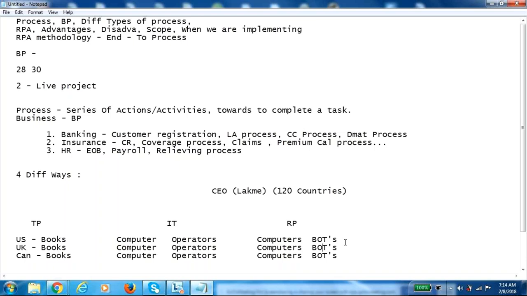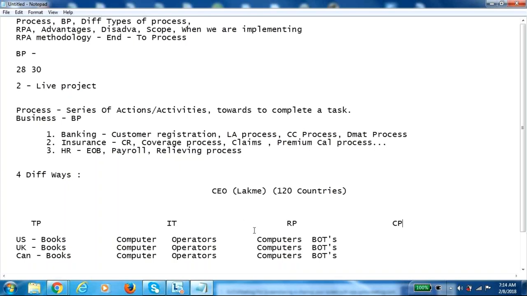The second one is that bots will not handle unstructured data. We need to give exact instructions to the bot to work. If the instructions change, the bot cannot work. And the initial investment for developing bots is a bit high. These are all the drawbacks with robotic process automation. That is the reason, to avoid these drawbacks, we have cognitive process automation.